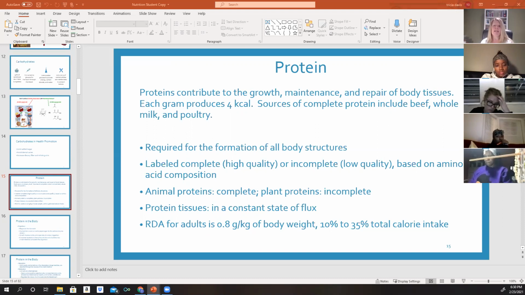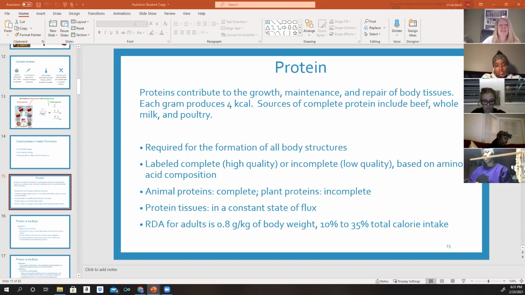Dietary proteins can be labeled either complete, which is high quality, or incomplete, which is low quality, based on their amino acid composition. Complete proteins contain sufficient proportions of all the essential amino acids necessary to support growth. Those are our animal proteins, such as eggs, dairy products, and meat. They have everything that we need in them. Incomplete proteins are deficient in one or more of those essential amino acids, and these are our plant proteins: our grains, our legumes, and our vegetables.